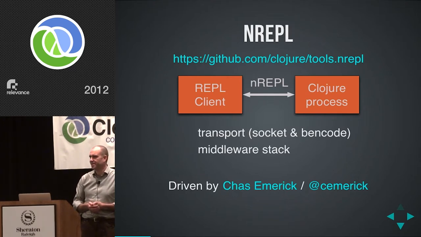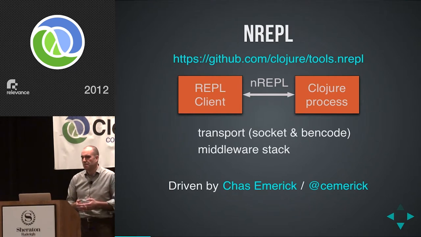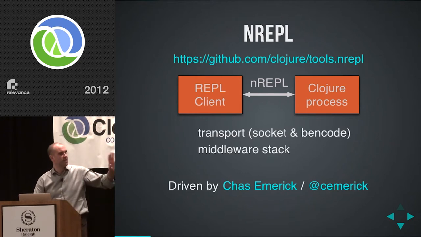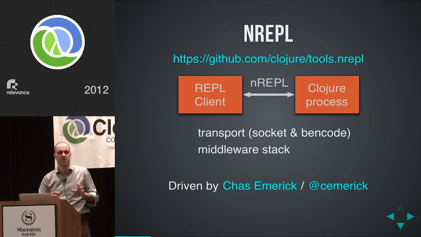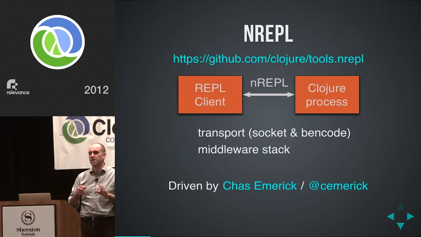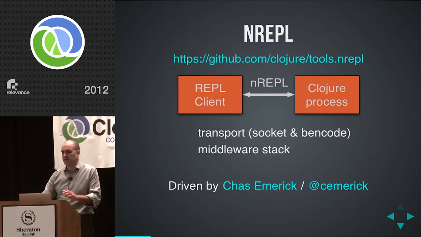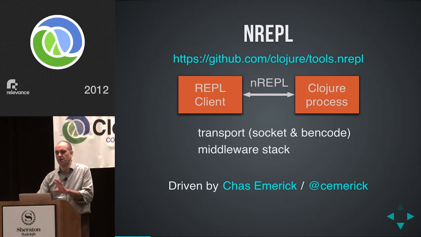Chas's project. The vision behind that is that you can have a Clojure process, your user process, that runs an nrepl server. So that's a little server inside it. And then you talk to that server over a wire protocol or over the network, and you can attach clients to your Clojure process. It's much like Swank and Slime, if you know those. But the vision was to have a way of doing this that was open to other clients that weren't necessarily coded in Lisp.